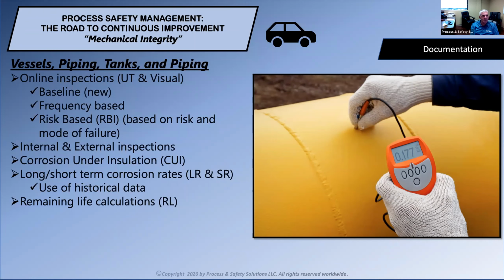Also must calculate your remaining life. How long before we have to do our next inspection? Is it going to be as per the API frequency, for example, or do we need to do half the remaining life based on our actual corrosion information that we've developed?